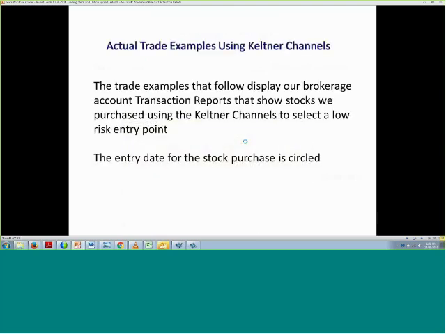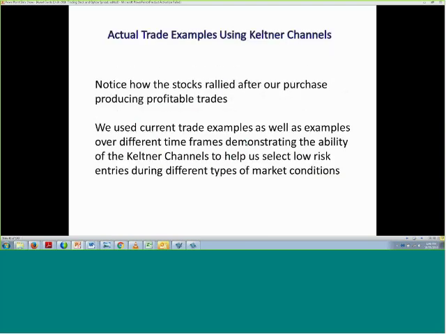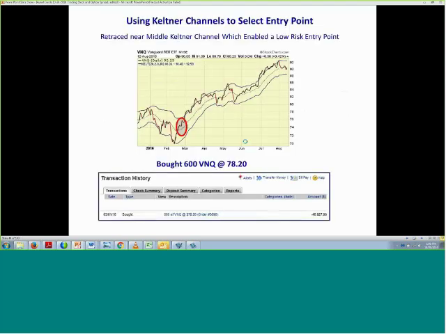So we're going to look at a few trade examples, and we're going to show our actual brokerage transaction reports, and we'll circle the day on the chart that we bought the stock, and you can see that the Keltner channels allowed us to select low-risk entry points for our stock directional trades. And the thing to notice with these price charts is how the stocks rallied after we purchased them. So by using the Keltner channels, we were able to get a low-risk entry because the stocks didn't retrace much from our entry point. So here's one for the Vanguard Real Estate Investment Trust.